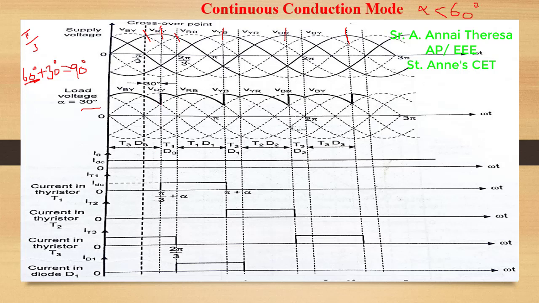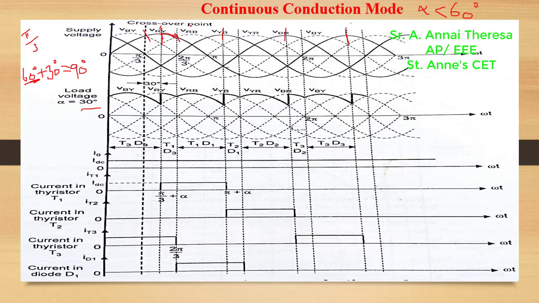Now here we are triggering the thyristor T1, so T1 and D3 are forward biased. So with T1 and D3 conducting, the output will appear across the load, the same thing as shown here.